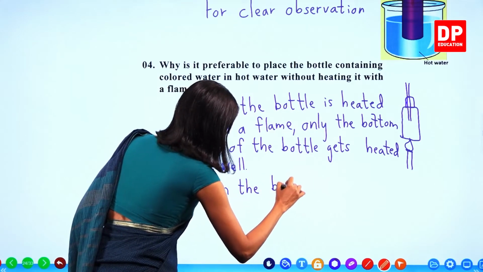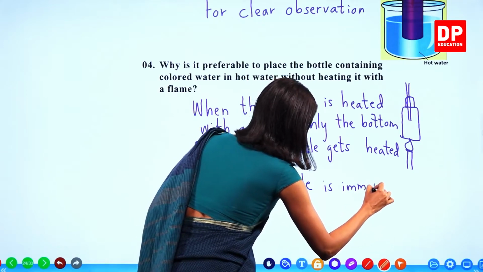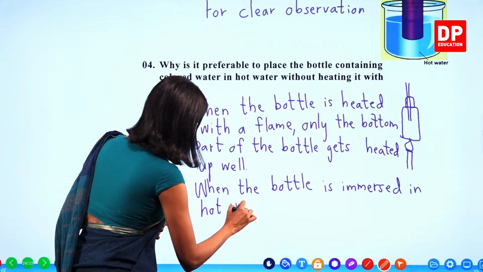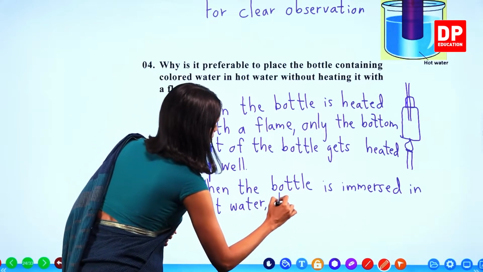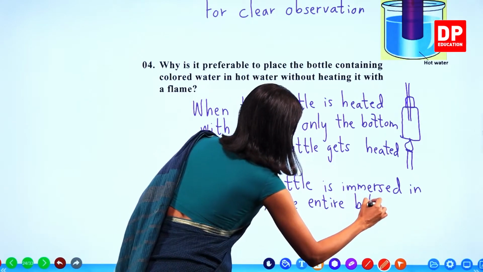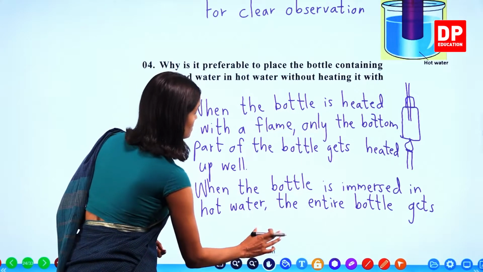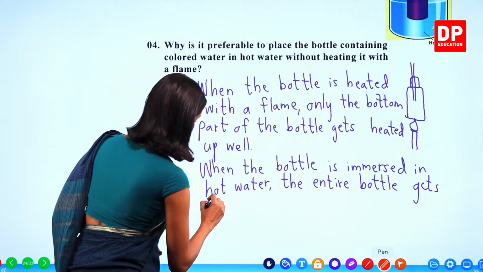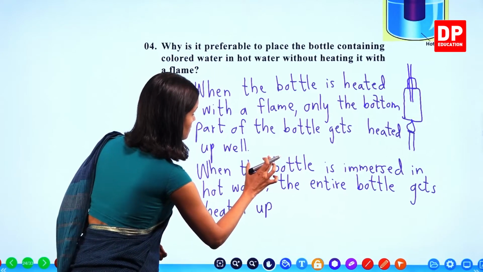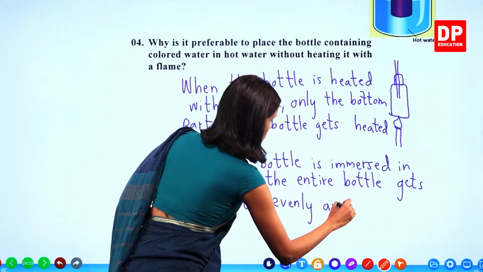When the bottle is immersed in hot water, the entire bottle gets heated up evenly and faster.